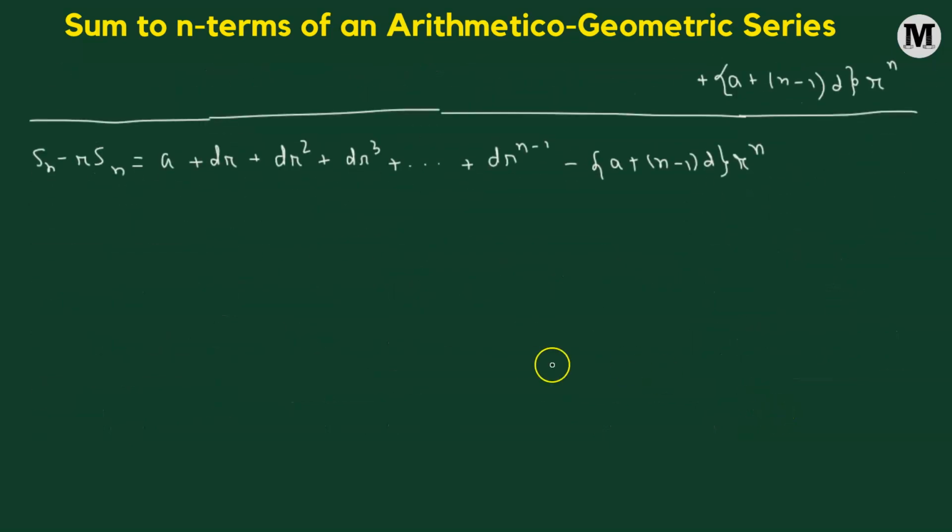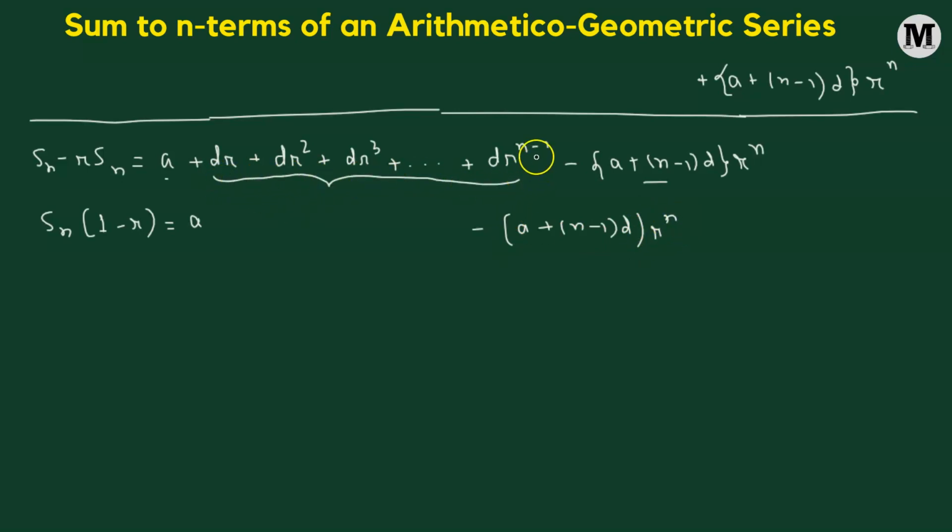Okay, now here we're going to take Sn as the common factor on the left hand side. So this gets multiplied by (1 minus r). This will be equal to, so let's leave the first term as it is and also leave the nth term as it is. So that's negative (a plus (n minus 1) times d) multiplied by r raised to the power of n. Now here from dr all the way up to dr raised to the power of n minus 1.